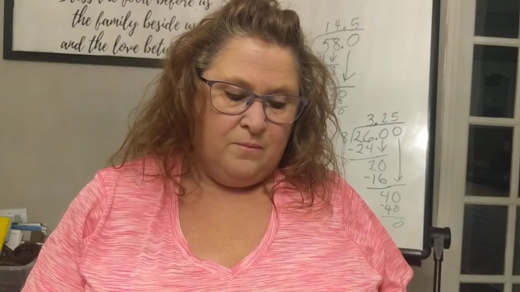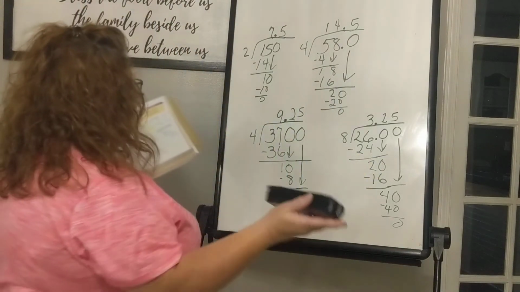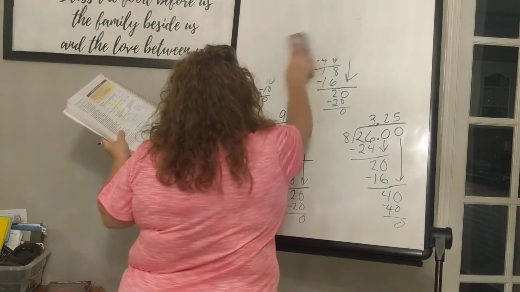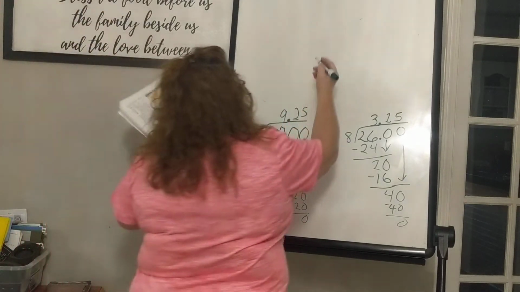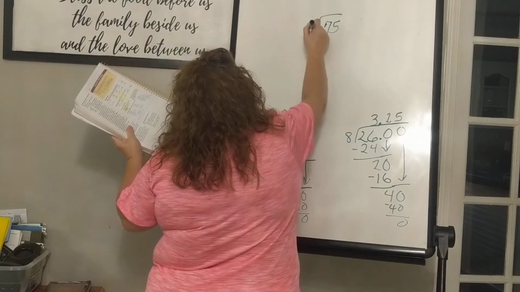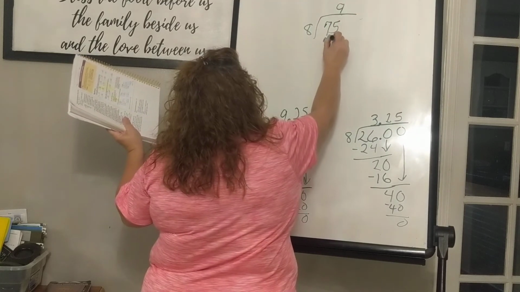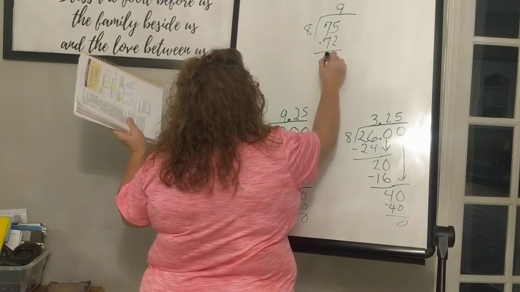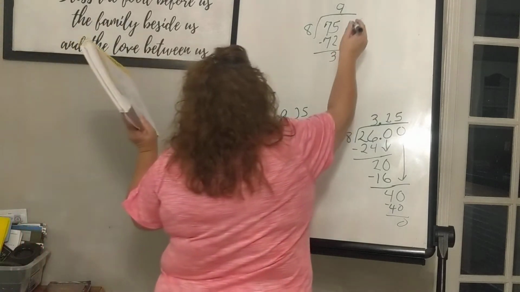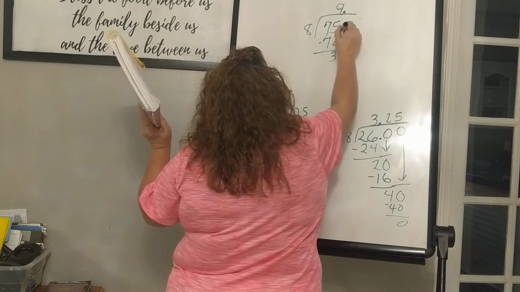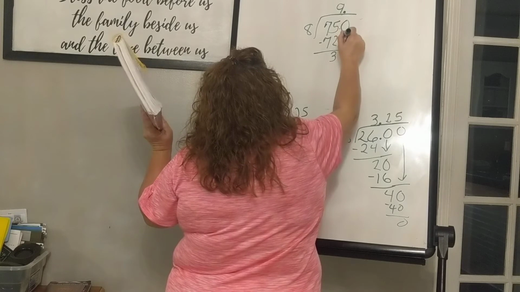Let's look at letter C. We have 75 divided by 8. Okay, so 8 will go into 75 9 times. 9 times 8 is 72. We subtract. 5 minus 2 is 3. 3 is smaller than my divisor. I don't want to have a remainder. Say it with me. I'm going to annex a decimal in my quotient. Annex a 0 in my dividend.